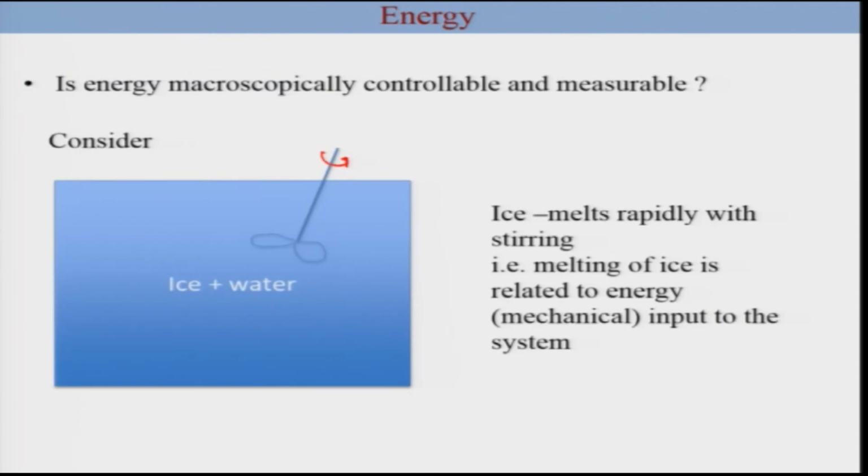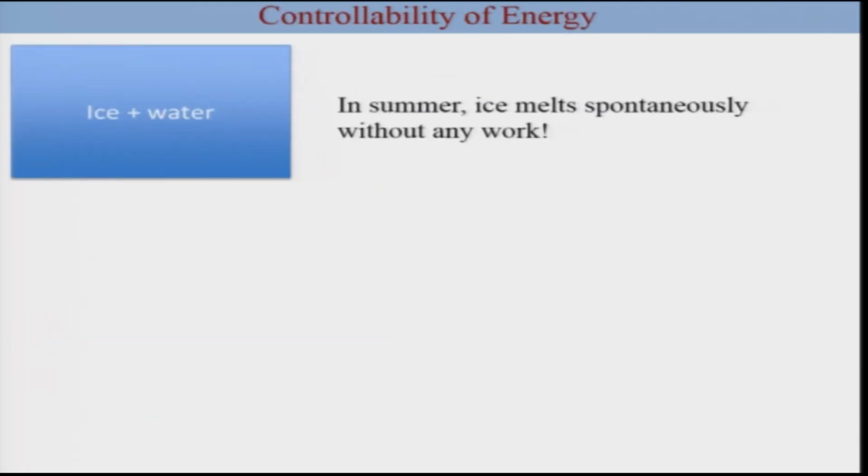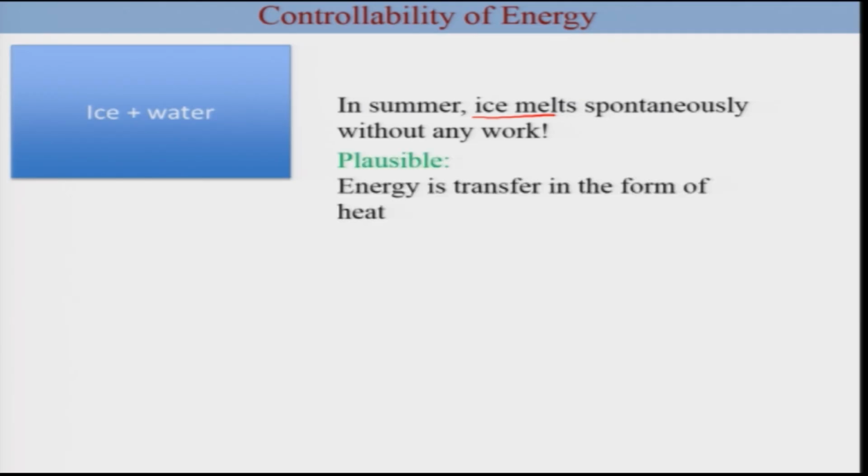Now, if this particular system is isolated, or in other words insulated, then whatever energy is transferred in order to melt the ice would be given by the mechanical energy. Now, in summer, let us assume that this is not insulated. In this case the ice melts spontaneously without any work. There is no stir in this case, and in spite of that your ice will melt, particularly in summer. You can imagine that the energy may have been transferred in the form of heat from the surroundings to the system.